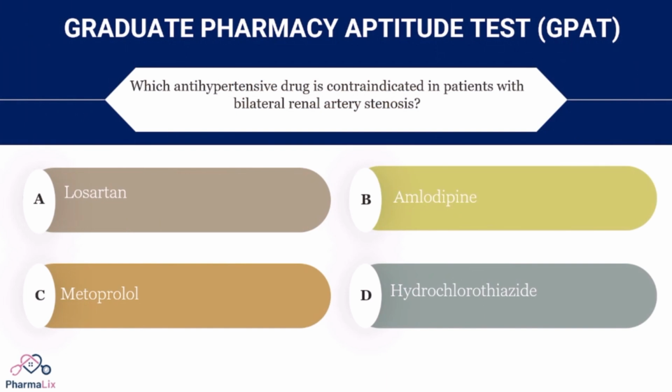Then we have: which antihypertensive drug is contraindicated in patients with bilateral renal artery stenosis? If somebody has bilateral renal artery stenosis, which antihypertensive drug should be avoided? Is it losartan, amlodipine, metoprolol, or hydrochlorothiazide? I have taken these as examples because these are from separate classes of drugs, and this is how we memorize which class of drug has which kind of side effect and which class of drug is contraindicated in different situations. If you have the answer, take it in your mind and see if you are heading in the correct direction.